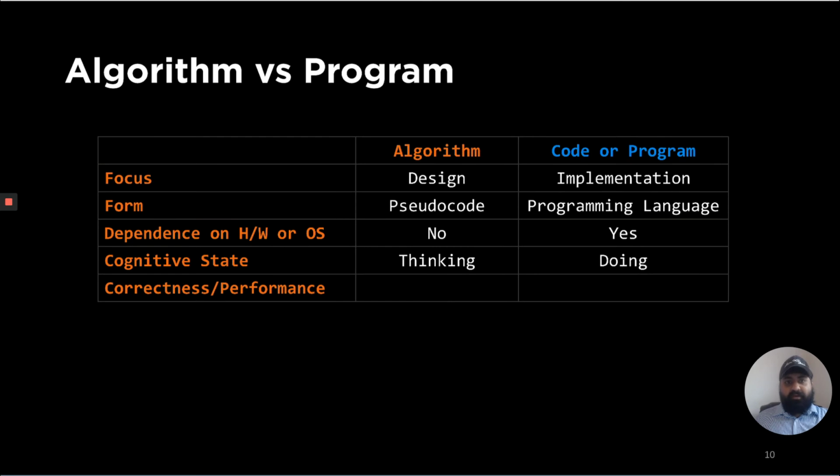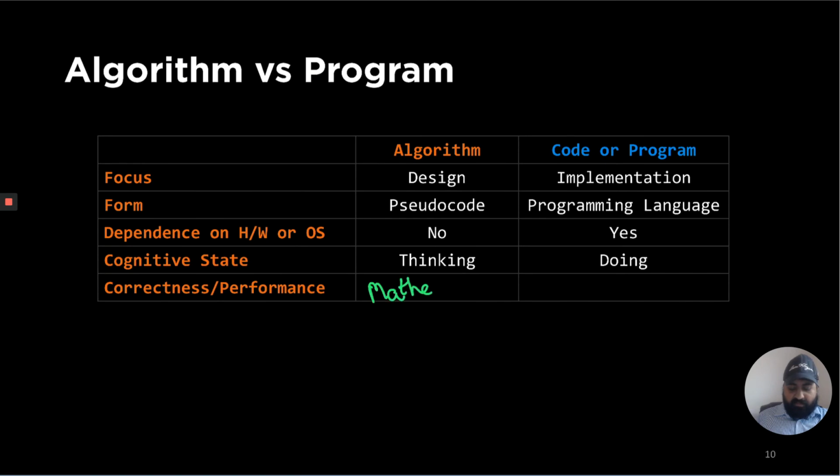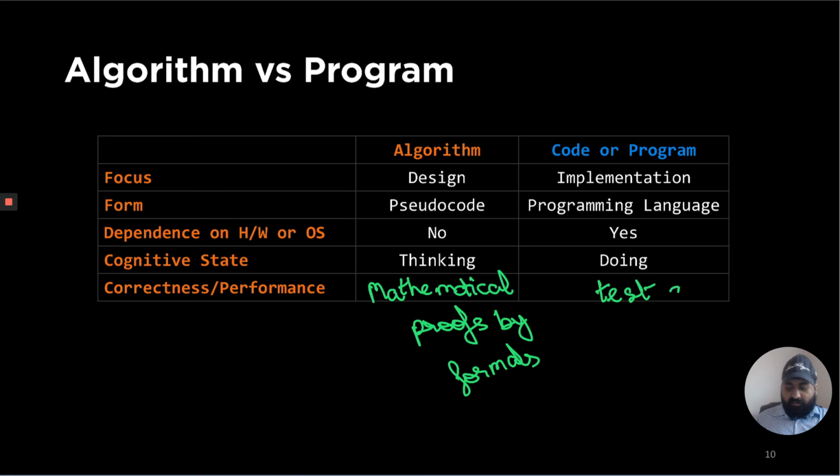The last parameter that we are going to discuss, which differentiates algorithms and programs, is correctness or performance evaluation. Whenever we describe algorithms, we compare the correctness or performance by doing mathematical proofs or some sort of formal, rigorous analysis. While when we are talking about code or a program, we basically write test cases or use some testing framework to test our particular code.